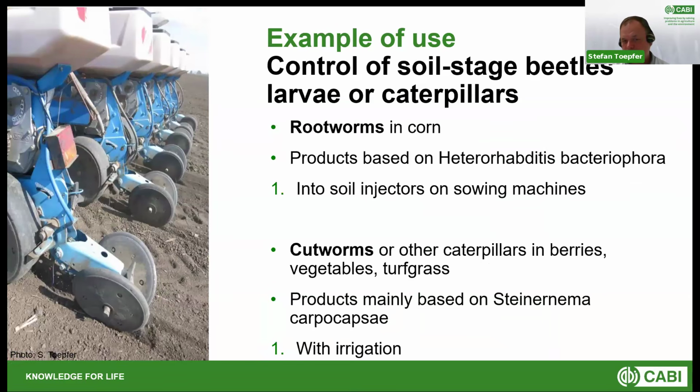Application technique may be a bit difficult for rootworms in corn. Corn is a field crop, a large-scale crop, so you need special equipment like soil injectors on the sowing machine. So when you sow the maize, you can apply the nematodes as a liquid at the moment of sowing. For cutworms, it depends on the cropping system, whether you have problems in berries and vegetables and turf grass. Quite often they are applied with irrigation, but it depends on the crop. You need to get the nematodes with moisture into the soil. Good, these are 2 examples.